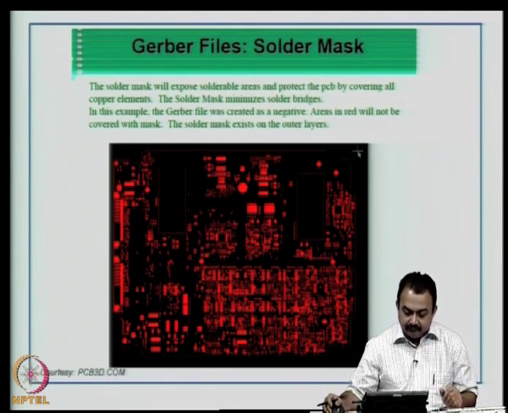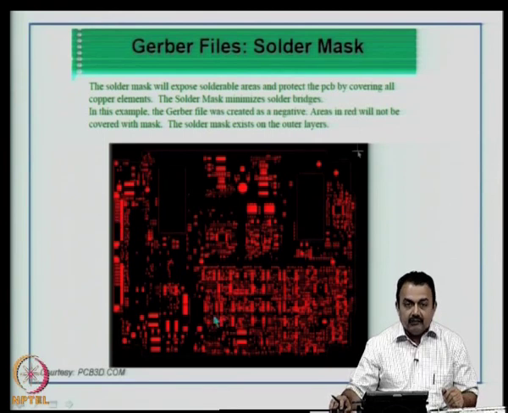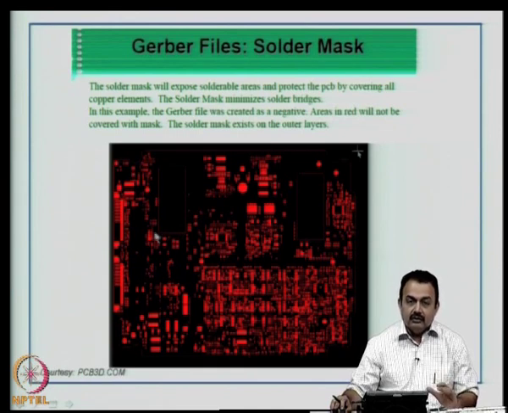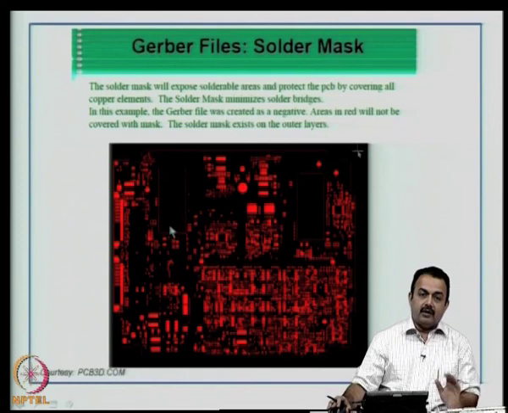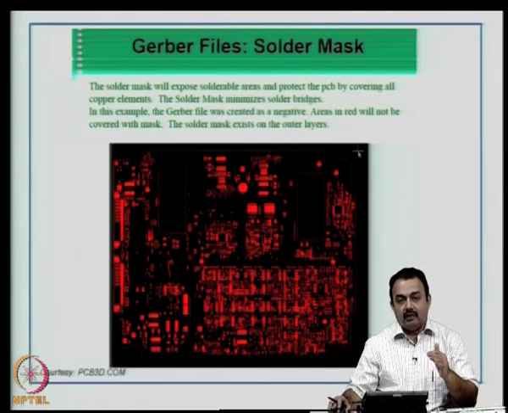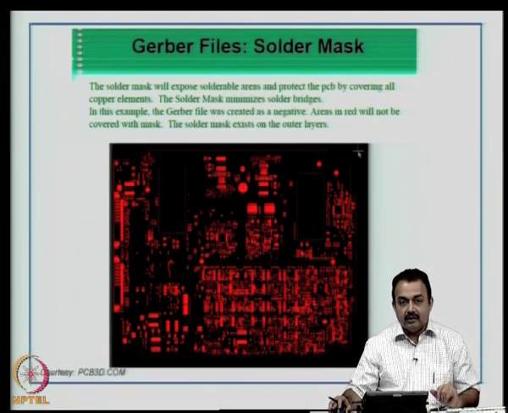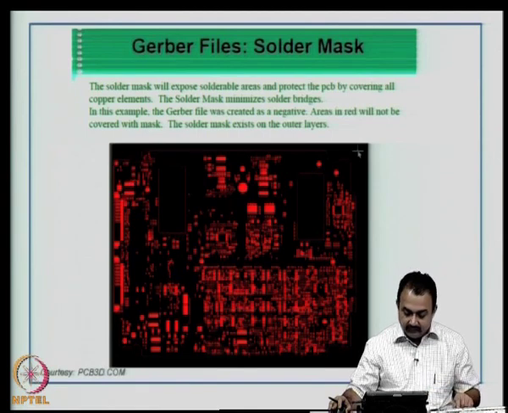The solder mask utility minimizes solder bridging between components, because it protects the entire PCB except the pad areas. So, in this example the Gerber file is created as a negative. Areas in red that you see here will not be covered with the mask. The other areas will be covered with the solder mask. The solder mask exists on the outer layers only. So, needless to say, solder mask will be applied only on the top and bottom layers of a printed wiring board, not the inner layers.